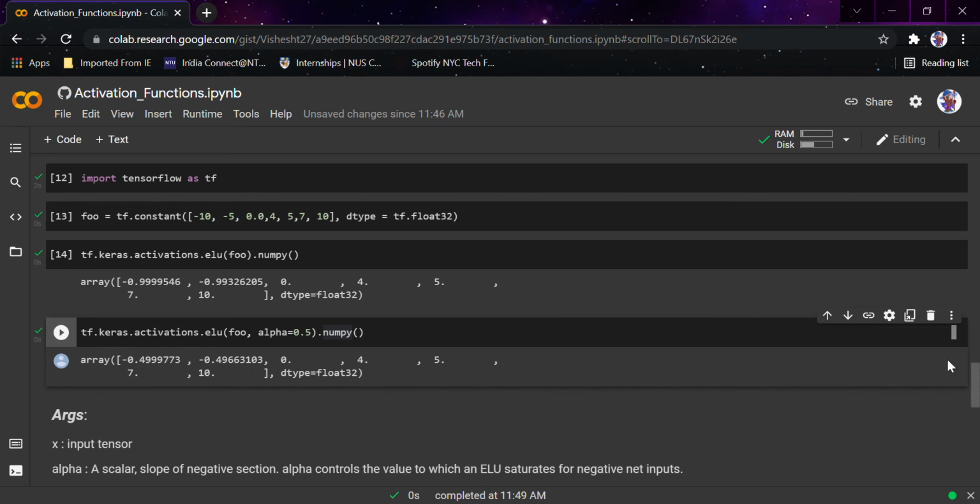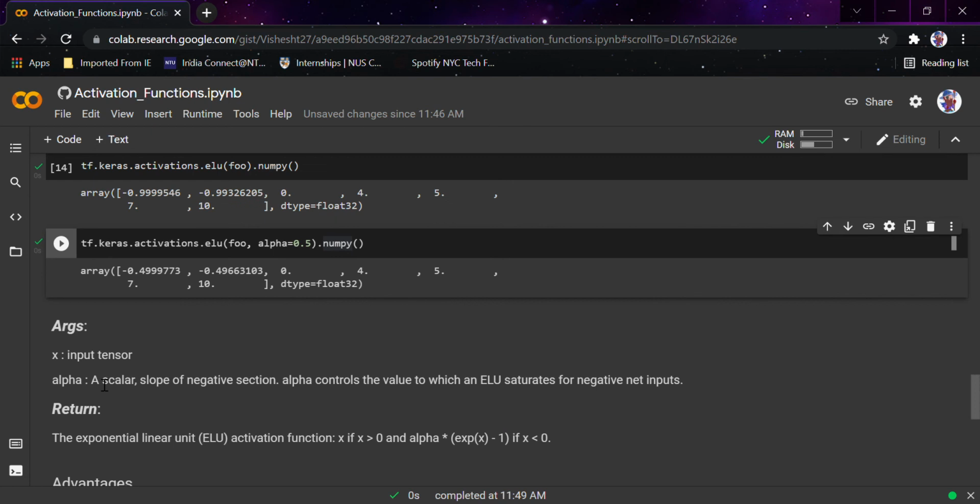So what are the arguments we are taking? x as the input tensor, and alpha a scalar, the slope of the negative section. Alpha controls the value to which an ELU saturates for negative net inputs, and it returns the exponential linear unit activation function. If x is greater than 0, it returns x. You need to keep this formula in mind, even though TensorFlow and Keras have it built in for you, I would recommend it. Otherwise alpha multiplied by exponential of x minus 1 if x is less than 0.